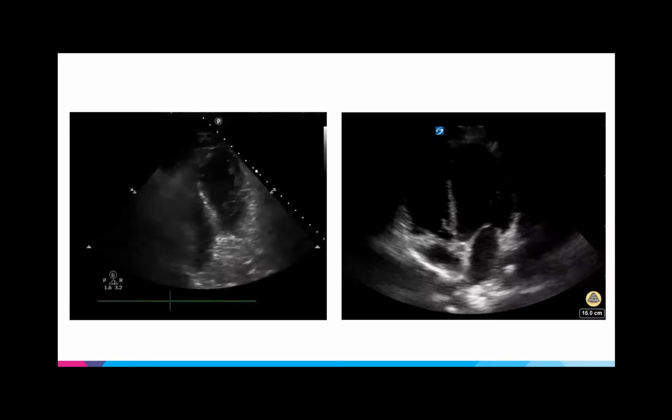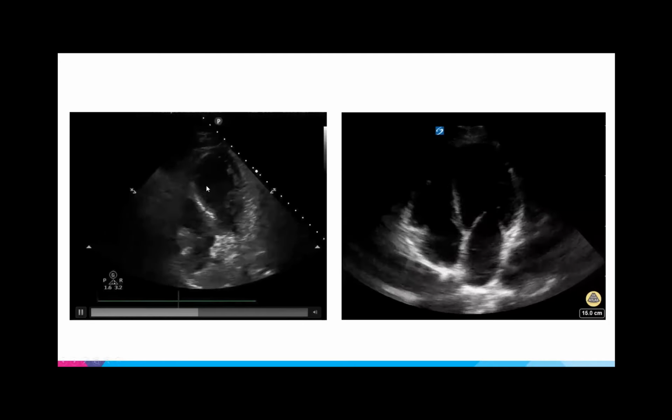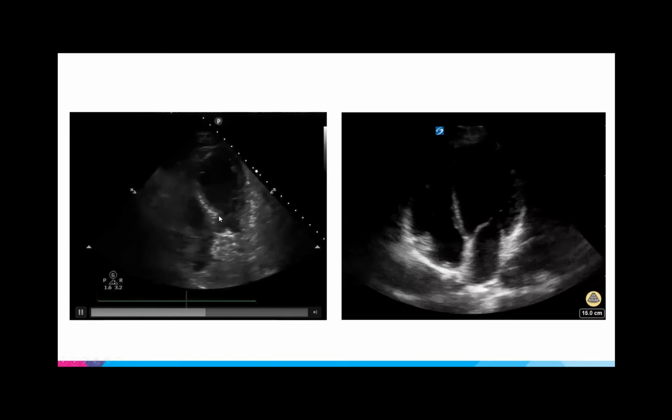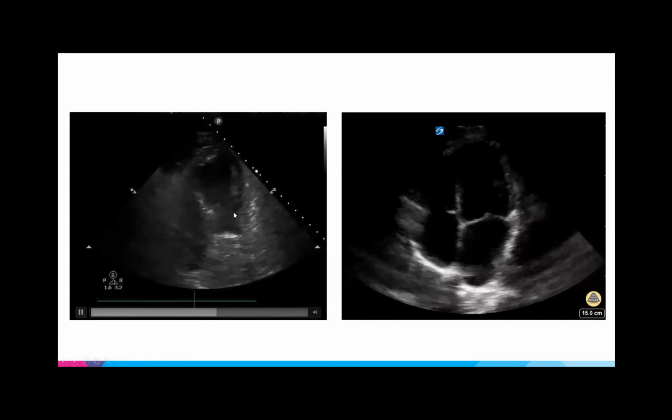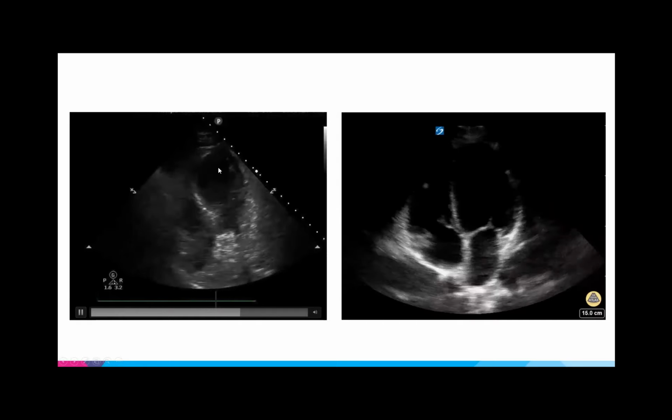And so this is just highlighting some other examples of Takatsubo. Again, you have the apical ballooning where the basilar aspect is moving inward, but the apex itself is not moving that much.